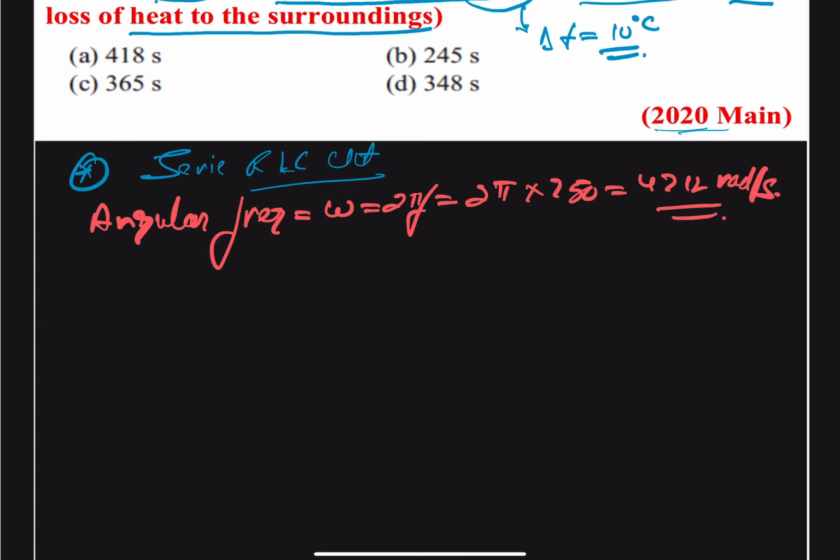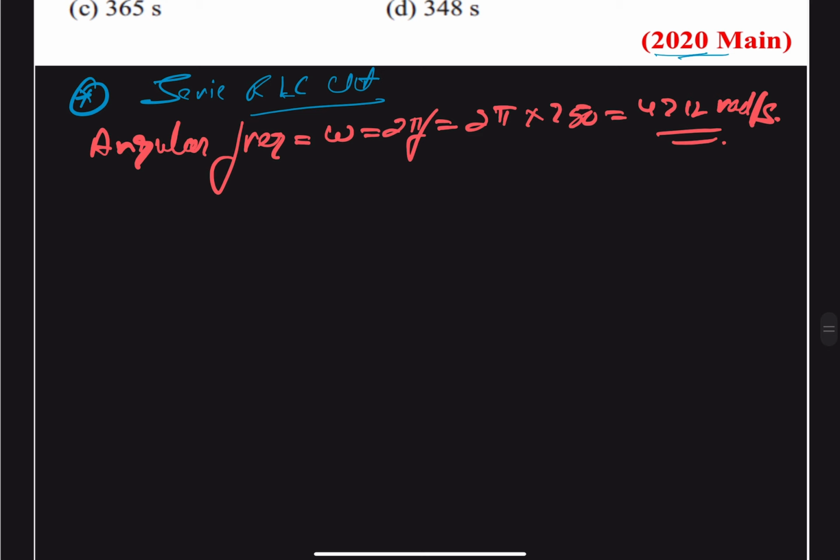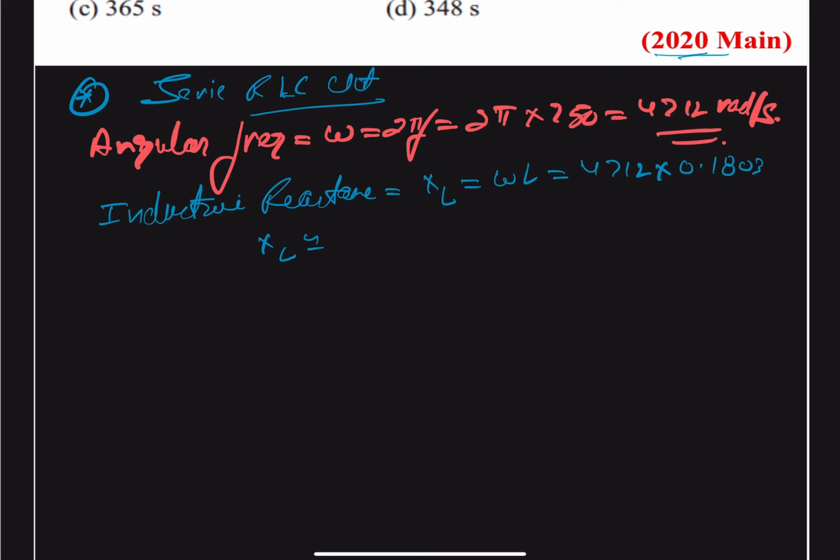Now we can easily find out the inductive reactance as well as the capacitive reactance. First is our inductive reactance. XL will be equal to omega L, where omega is our 4712 and inductance is given as 0.1803. So we get XL approximately equal to 849.64 ohms.